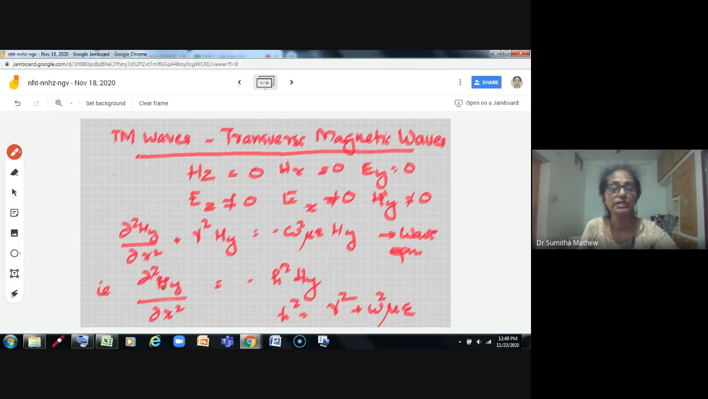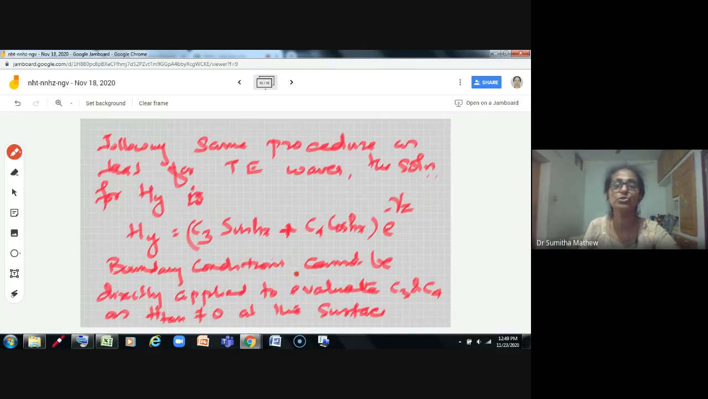Okay, so you can write dou square Hy is equal to, taking this gamma square to the right hand side and adding it with omega square mu epsilon, you write it as minus h square, small h square Hy, where h square is equal to gamma square plus omega square mu epsilon. Okay, same representation here also. So instead of Ey, we start with Hy. That's the only difference, and the remaining procedure is also the same.